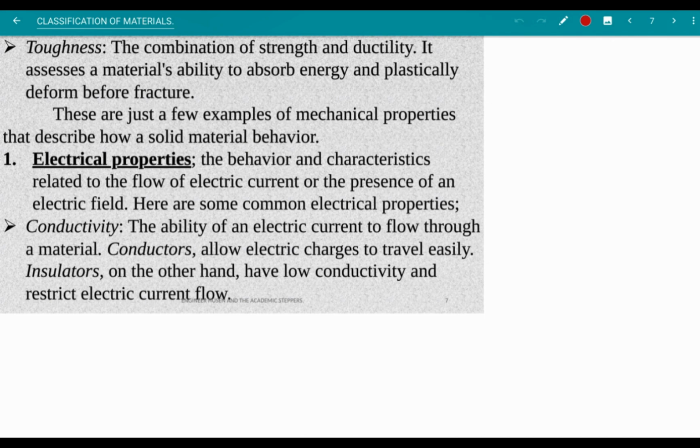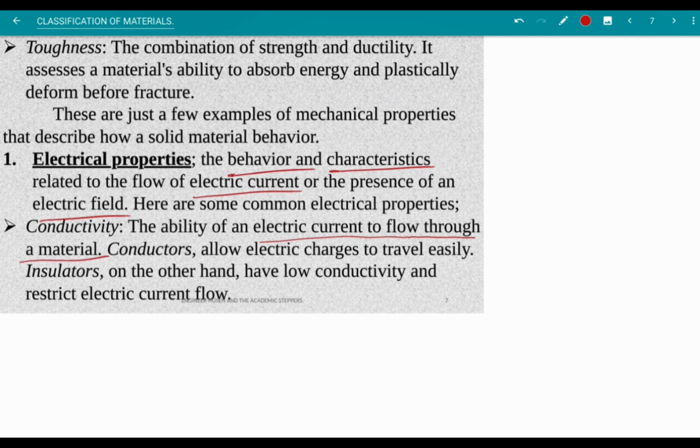All right, now moving on to electrical properties, we're looking at the behavior or characteristic that is related to the flow of electric current or the presence of an electric field. Some common examples of electrical properties: we can talk about conductivity. Conductivity talks about the ability of an electric current to flow through a material. We have conductors that allow electric charge to travel easily. And then we have the opposite of conductors, which are called insulators, and they do quite the opposite. You'd find that insulators will have a low conductivity and restrict electric current flow.